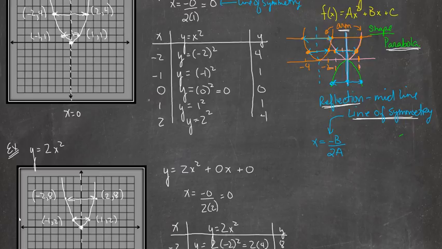The important thing is a quadratic graph has two arms. The arms reflect over a line of symmetry. The line of symmetry can be found by the equation x equals -b over 2a. And when you're finished, the shape is a parabola.